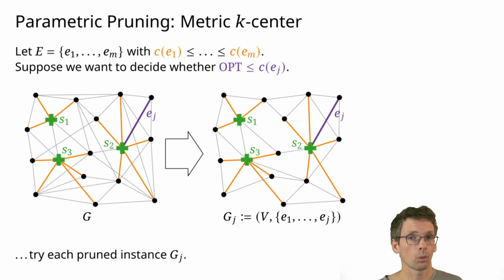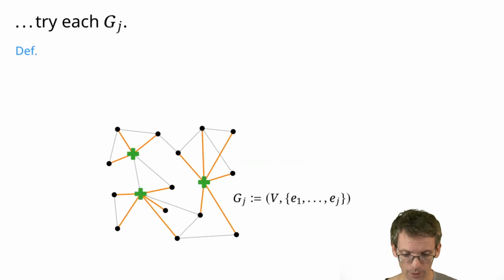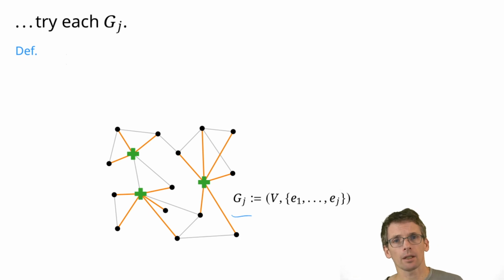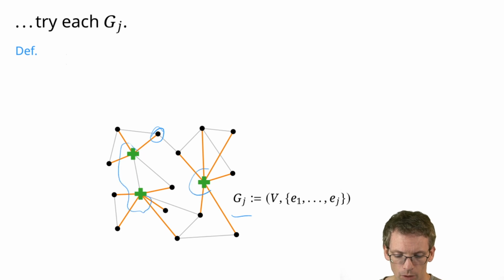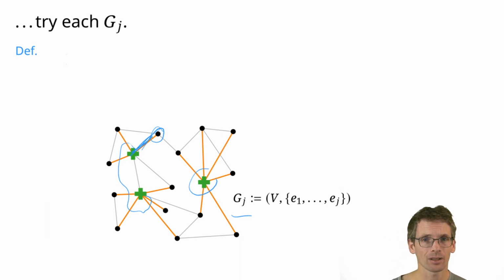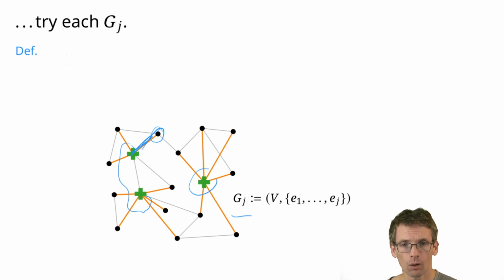Now, what have we gained? Something that we have gained is now that we do not have this complete graph anymore, and we do not have edge costs anymore, because for this pruned graph Gj, if I want to test is there a set of centers, then the only information that I need to have is the following. For any of these vertices, if this would be my selection of centers, is there a vertex in this set of centers for which I have an edge to that center, because these edges have all lengths smaller equal c(ej), so they are all edges which for my decision problem are okay.